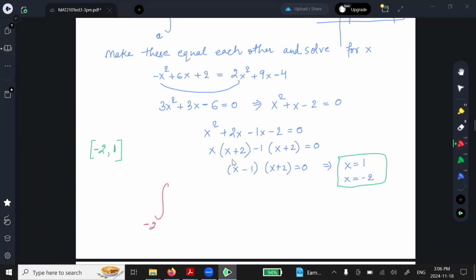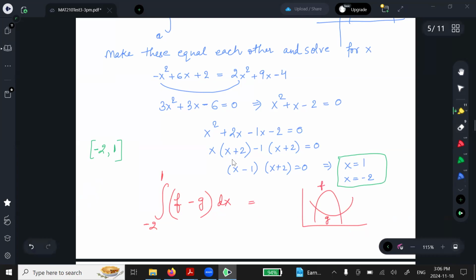We have our limits now. And then I have f minus g, right? That's the formula we use to find the area between two curves. The higher function is f, the lower function is g. So that's what I want to find now. Anybody remembers how to find this? How to know if this function is going to be higher?